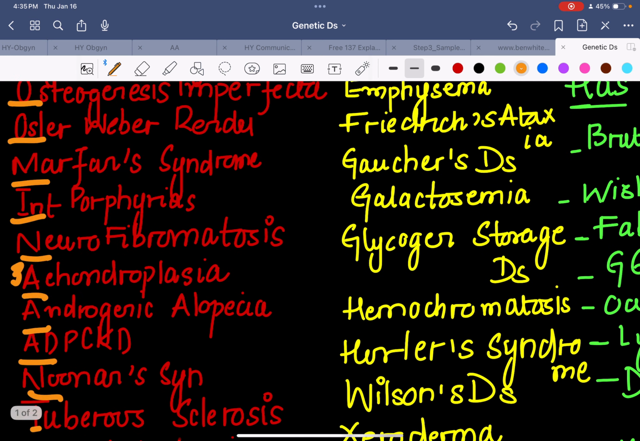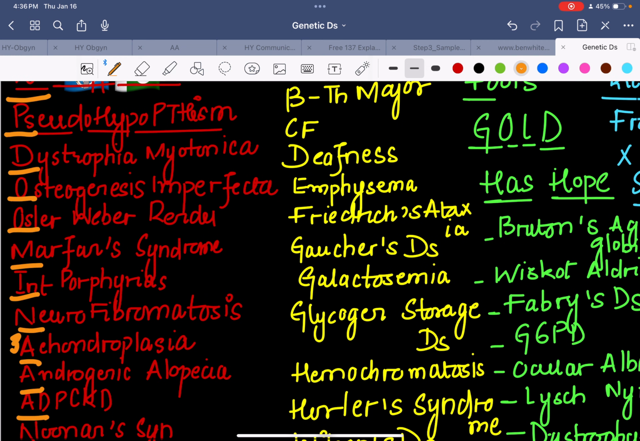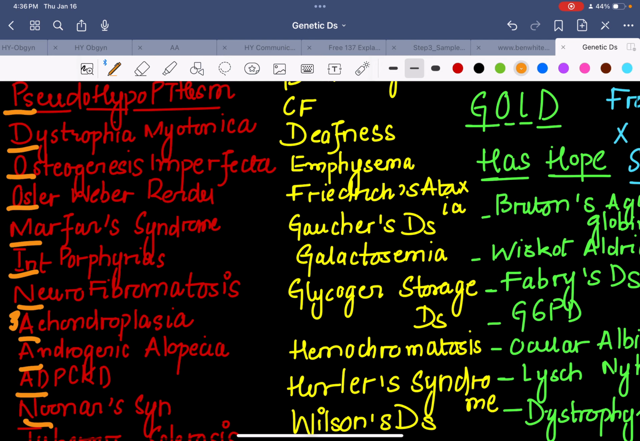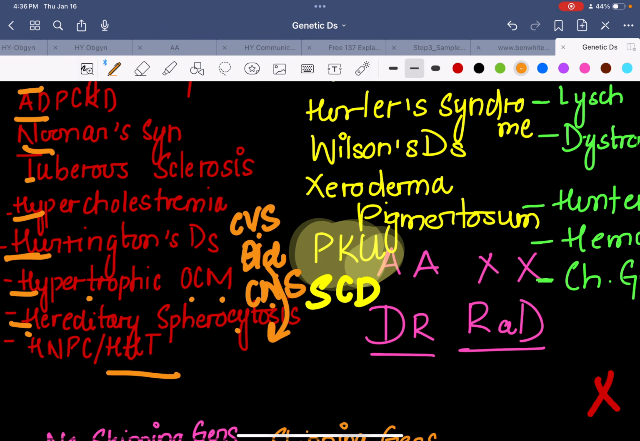So just a quick review, very powerful dominant humans, right? V for von Hippel-Lindau, V for von Willebrand, P for pseudo hypoparathyroidism, D for dystrophia myotonica, O for osteogenesis imperfecta, O for Osler-Weber-Rendu, M for Marfan's, I for intermittent porphyrias, N for neurofibromatosis, A for achondroplasia, A for androgenic alopecia, and A for autosomal dominant polycystic kidney disease. And then N for Noonan syndrome, and T for tuberous sclerosis, and then H.